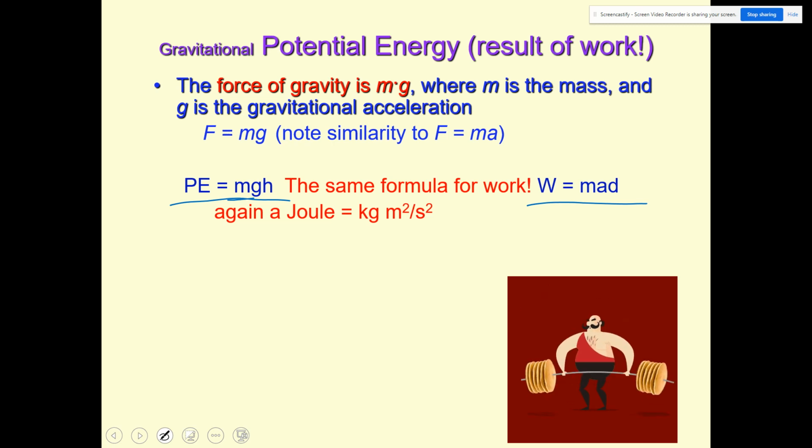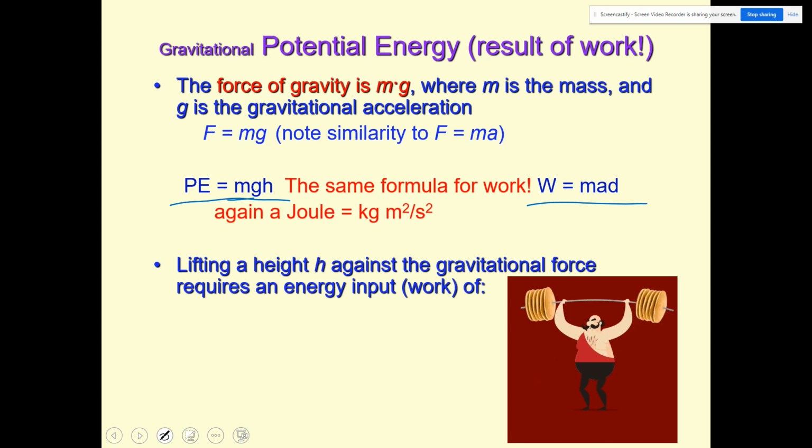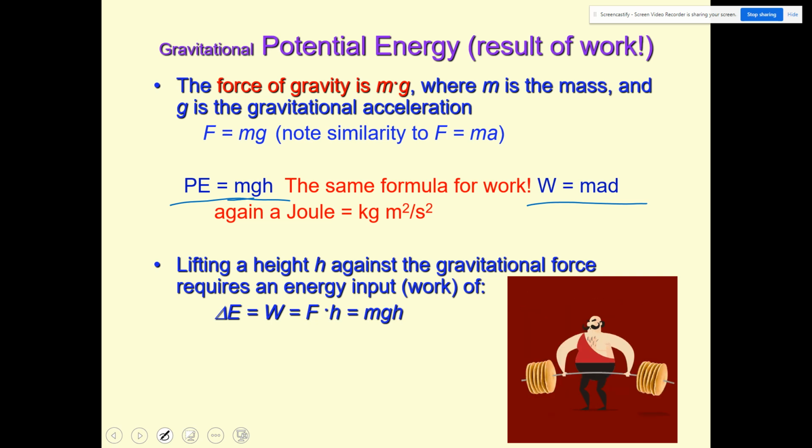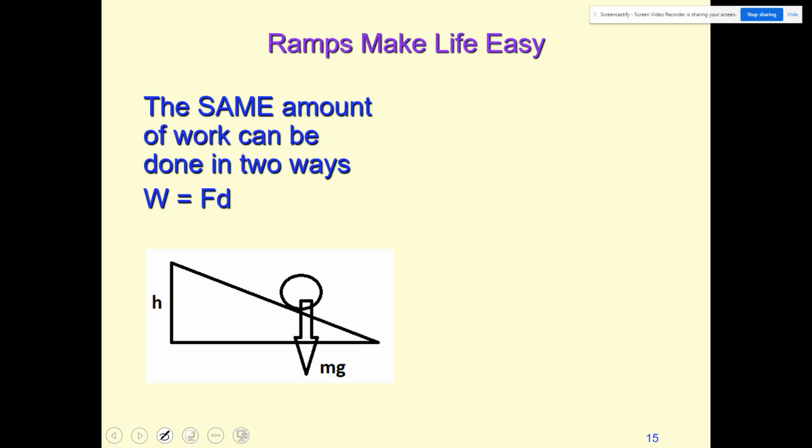So when you do work against gravity, you can actually use the PE formula to calculate how much work you've done, because you're actually using the same formula. Lifting a height against gravitational force requires some work. The change in energy is equal to the work, which is the force times the height. The force in this case is mg, and the acceleration is 9.8 instead of just any acceleration, and the distance is the height.